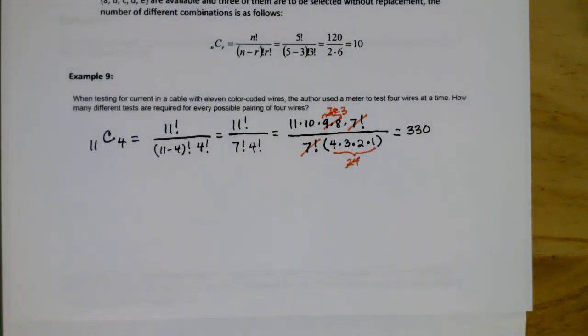So in this case, 330 different tests are required for every possible pairing of 4 wires from the 11 coded wires.